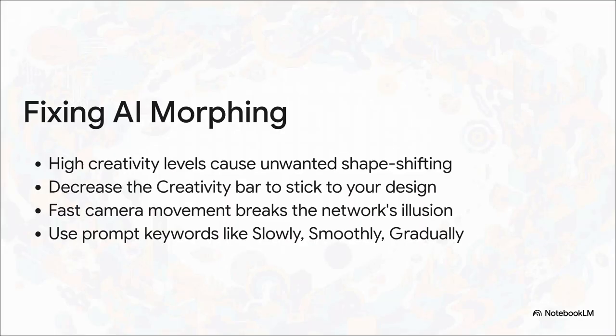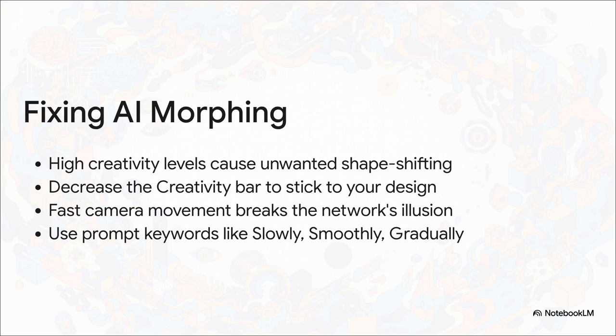And this brilliantly illustrates the final hurdle in character design: morphing. Remember those multi-headed dogs from the Deep Dream experiments? Yeah, that is exactly what happens when AI gets a little too creative. If your 3D character starts melting or magically growing extra limbs during an animation, it means your creativity bar is set way too high. Just dial it down to force the AI to stick strictly to your character design and reference images.